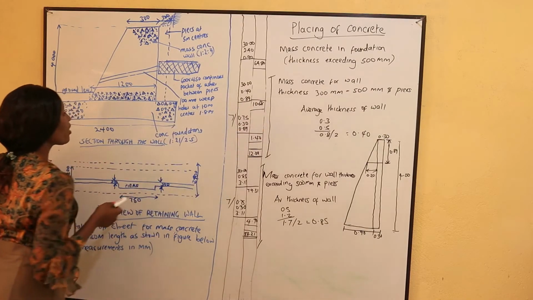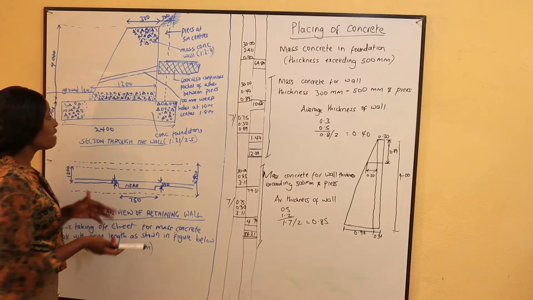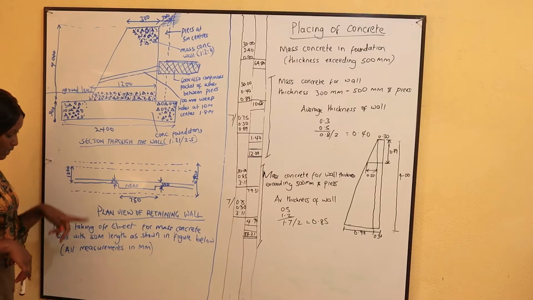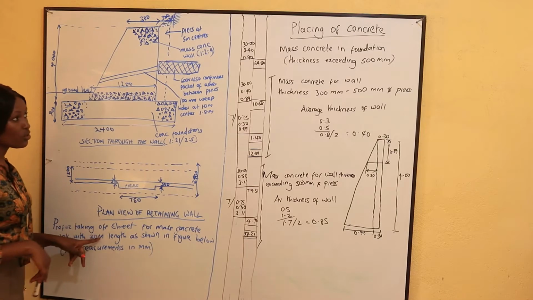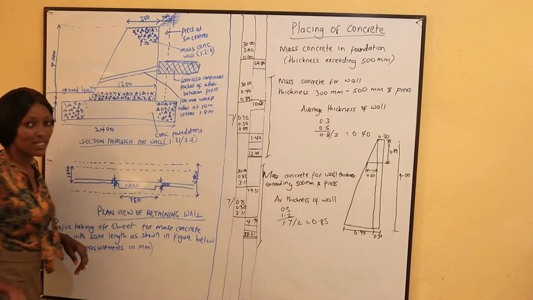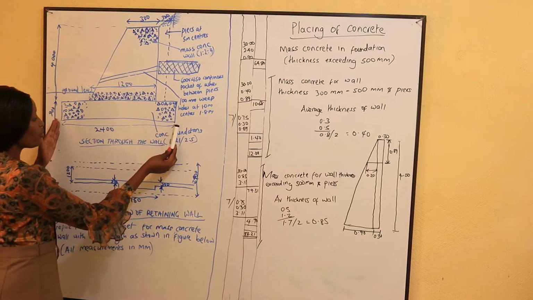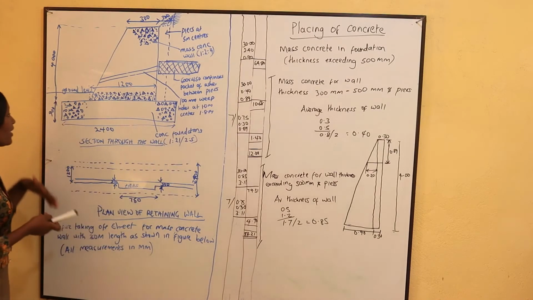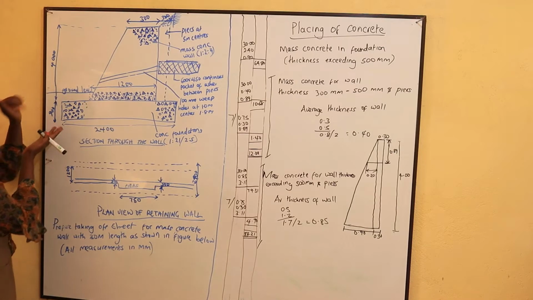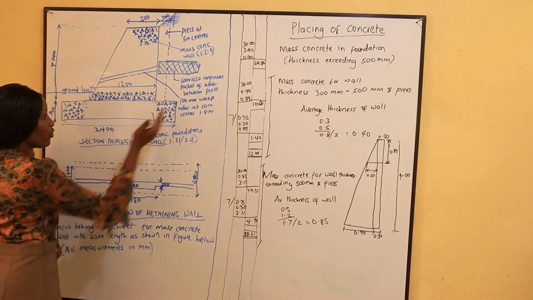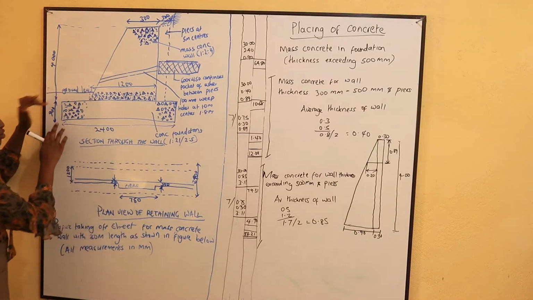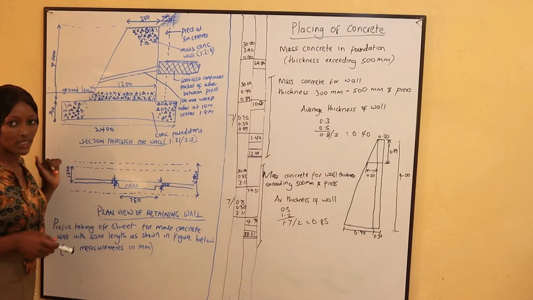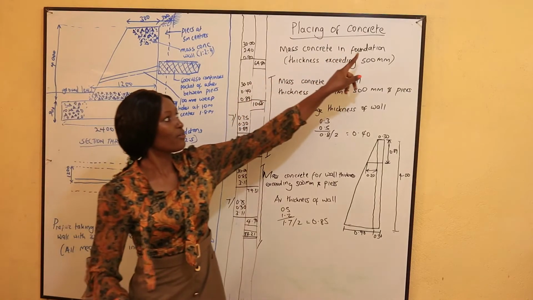What is the concrete that shall be placed in the foundation? Remember, the length of this wall is 30 meters. So it shall be 30 meters of wall. Then the thickness of this foundation is 2400. So it's 2.4. Then the width is 2.4. The thickness is 0.9. So once you square, you get 64.8. That one is mass concrete in foundation.